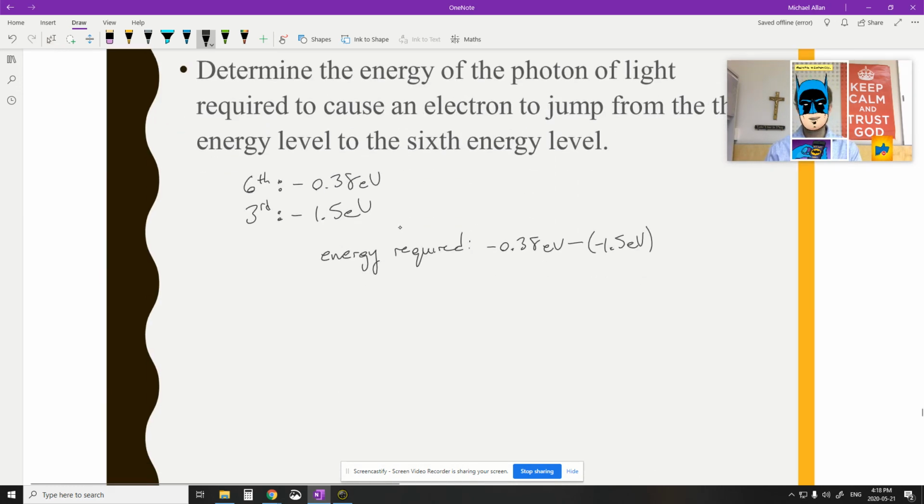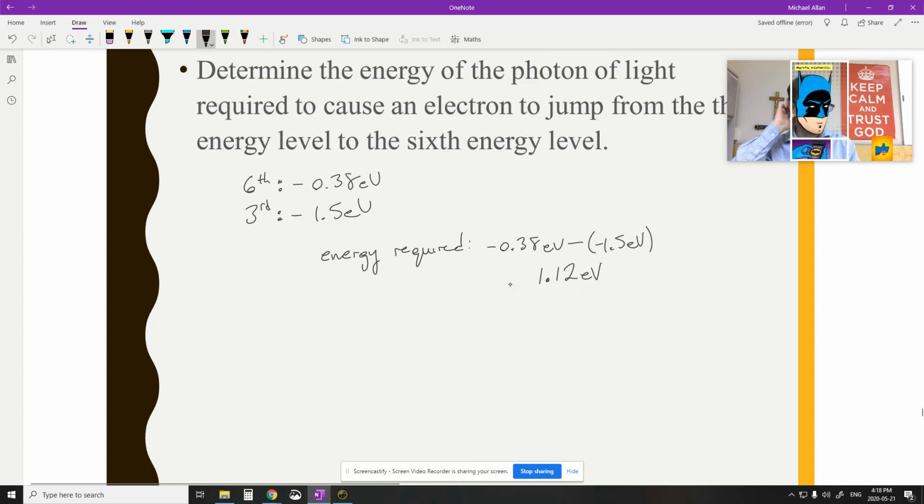So the energy released in this situation, absorbed, that would be required, is 1.12 electron volts. That would be exact. You need that exact amount of energy to get from that level to that level. Okay. If it was just a little bit more, it wouldn't work. If it was a little bit less, it wouldn't work. It might get me to the next level, or the level below it, or maybe not.